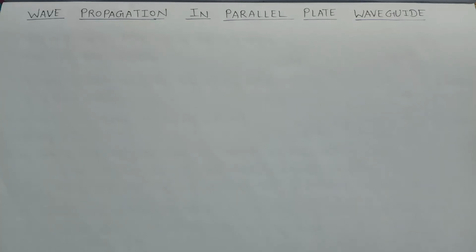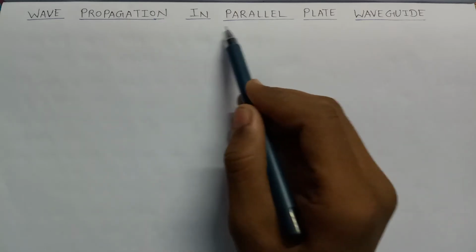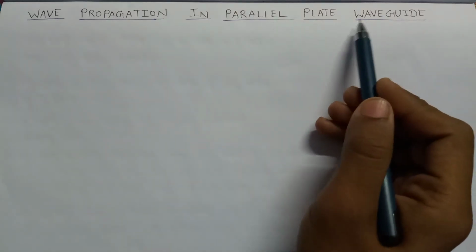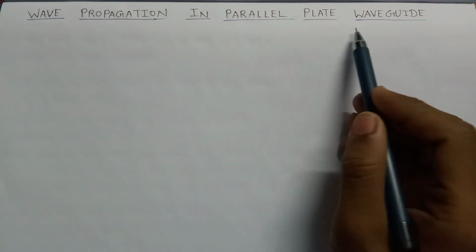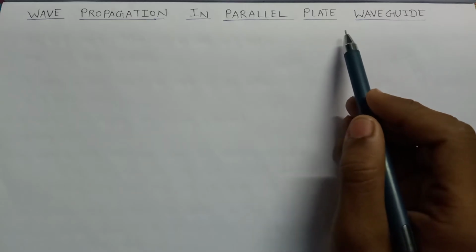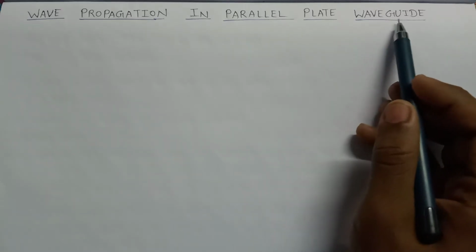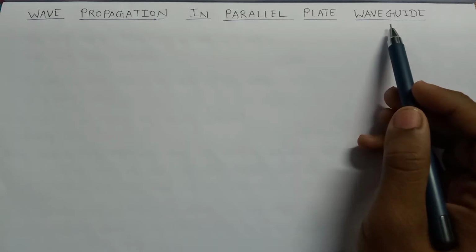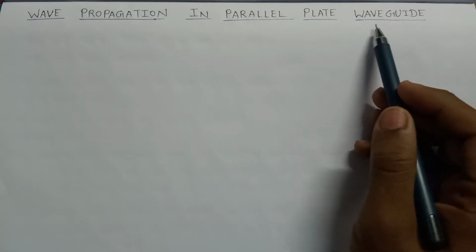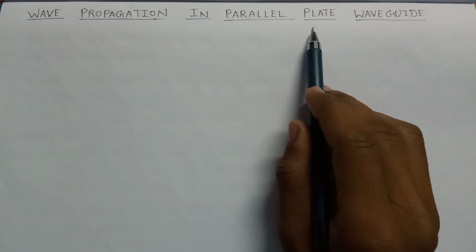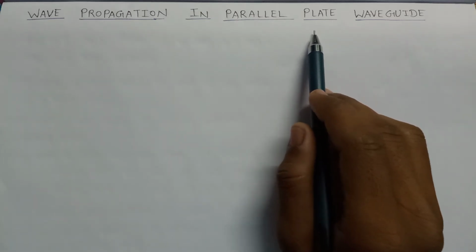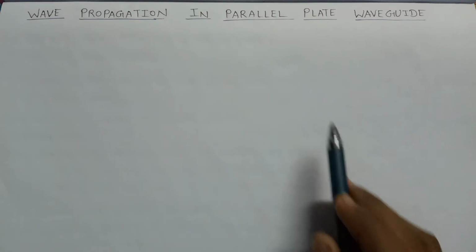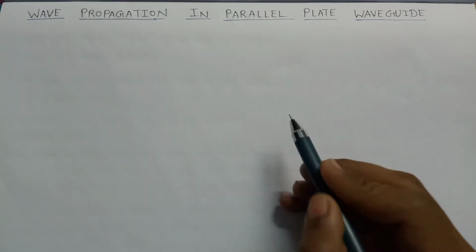Welcome all. In this lecture, we are going to discuss wave propagation in parallel plate waveguide. So let's discuss its name first, that is parallel plate waveguide. The term waveguide is a passive device which guides the wave through it, and the parallel plate here describes the shape of the waveguide. So this is all about the parallel plate waveguide.